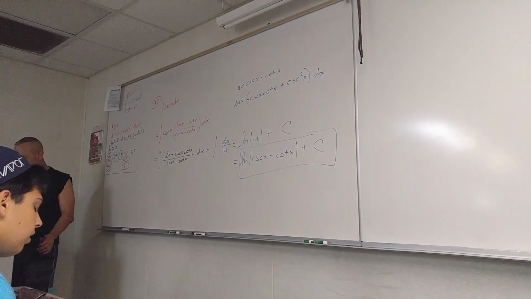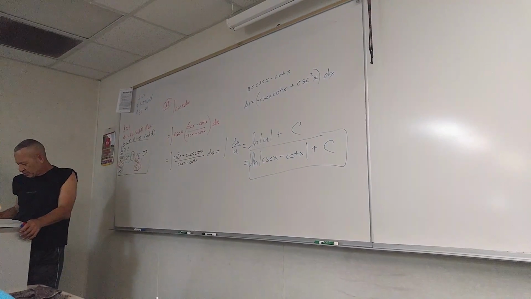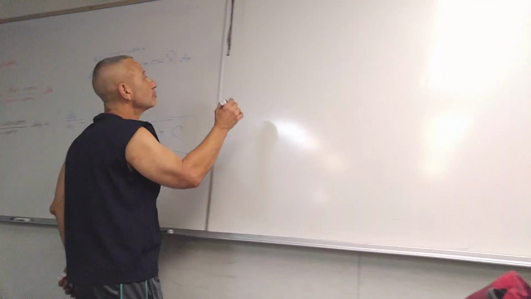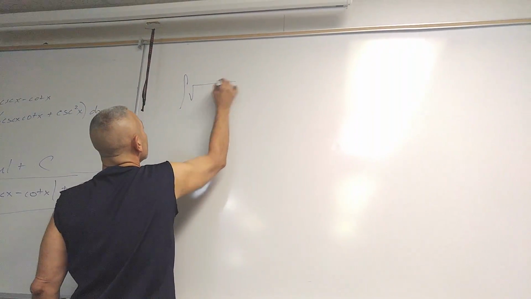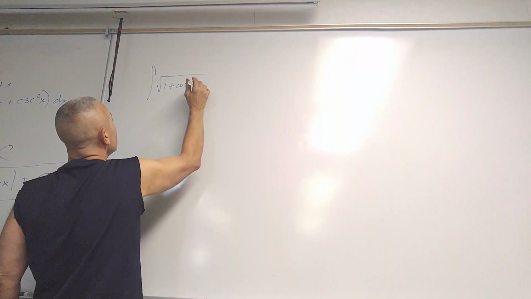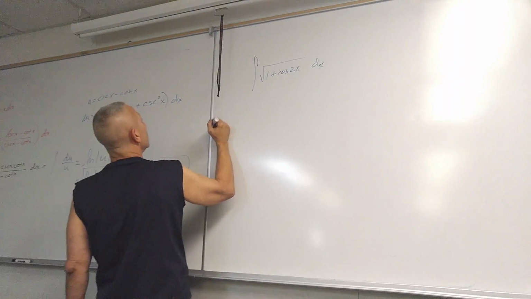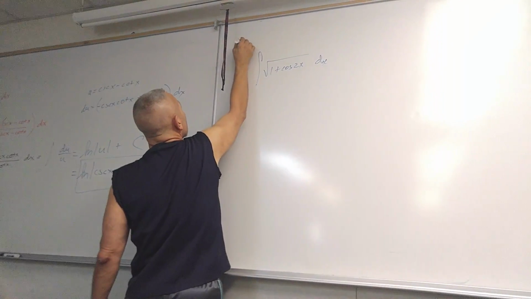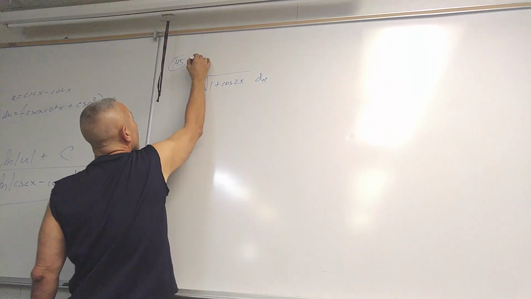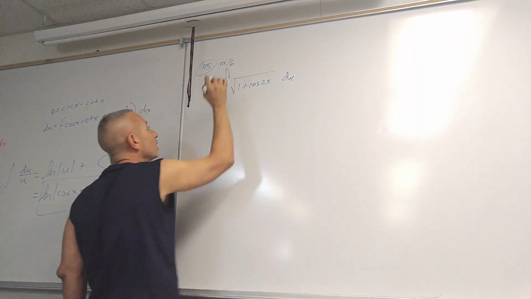45. Square root of 1 plus cosine 2x. And this one has limits of integration, I believe. What are they? 0 to pi over 6. Okay.